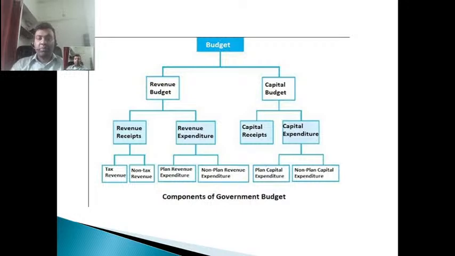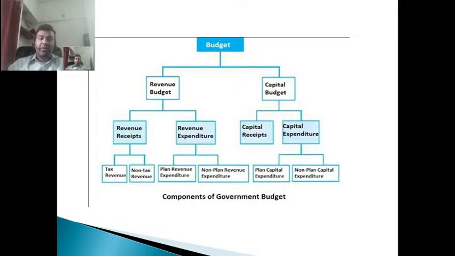We were discussing the budget. There is a revenue budget and a capital budget. The revenue is a one-time activity. Either you receive money or you spend money. Either it is a revenue receipt or revenue expenditure. It is just a one-time activity. But whenever it is about the capital budget, whether it's a capital receipt or capital expenditure, it has multiple entries or it has a long-term impact.